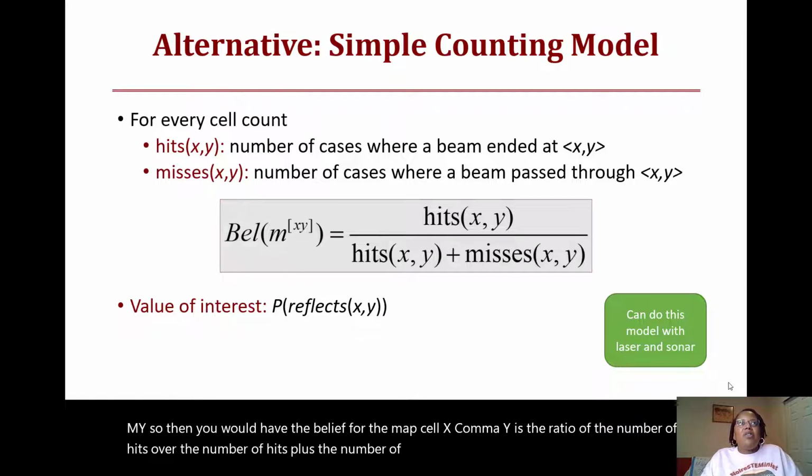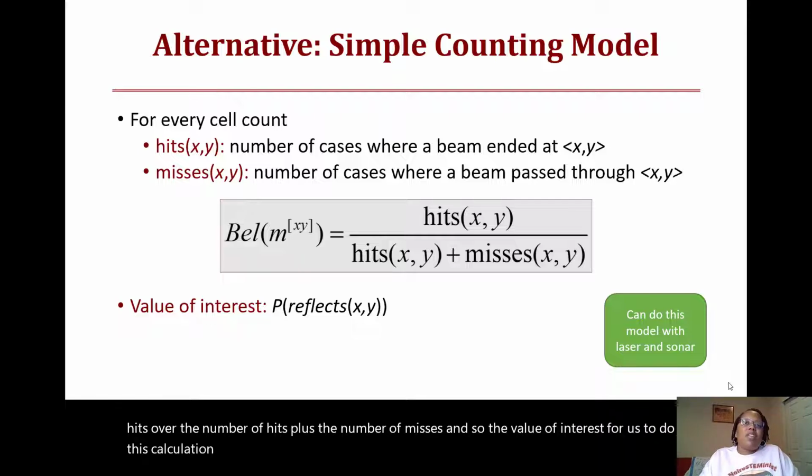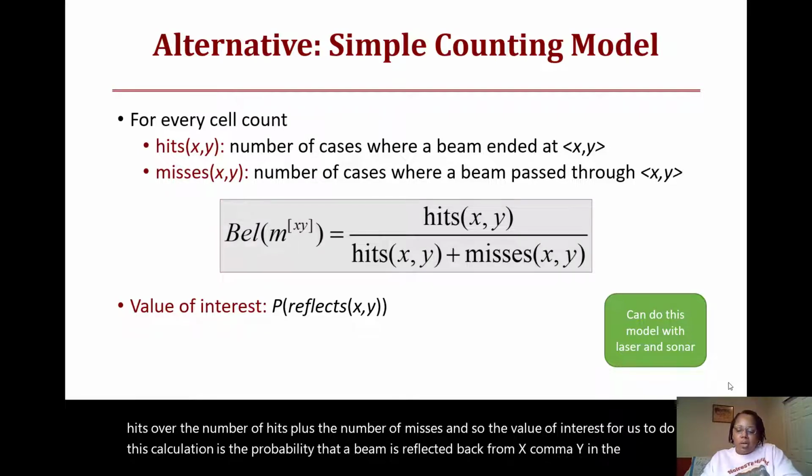The value of interest for us in this calculation is the probability that a beam is reflected back from (x,y) in the world. And you can do this model with either laser or sonar.